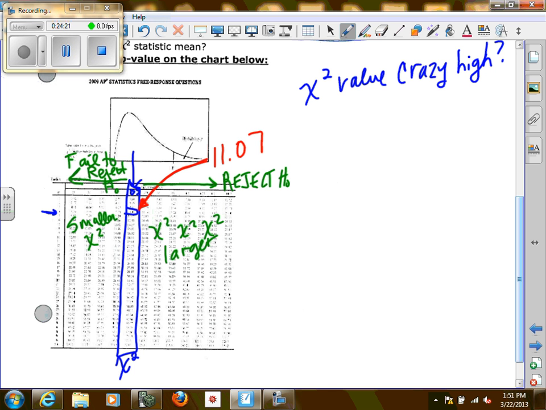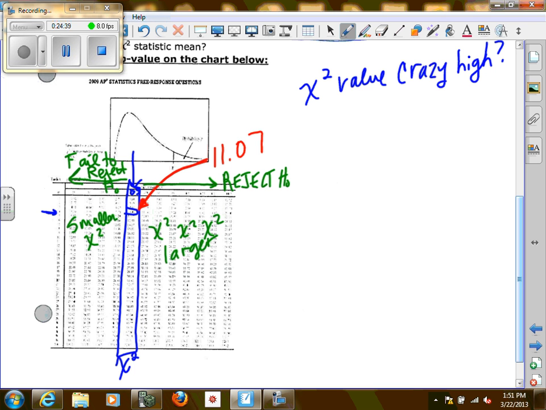All right, so what do we then say to the M&M's company? Do we have evidence to reject their claim? No, we do not. It could be as stated. Could be those percentages.